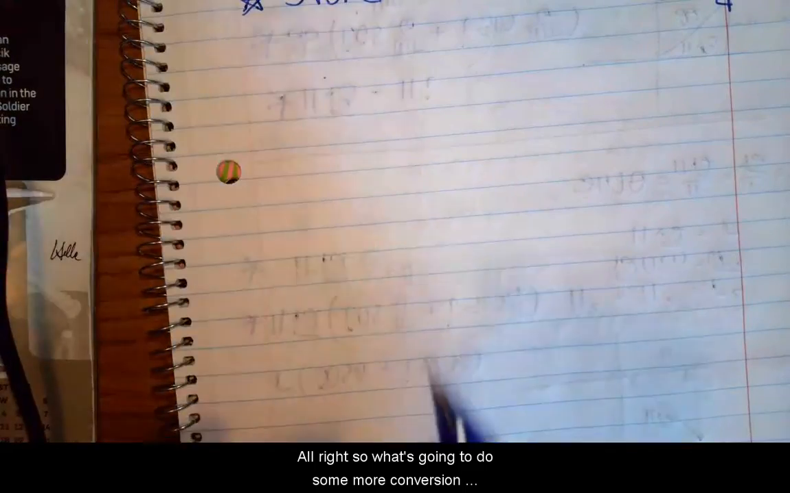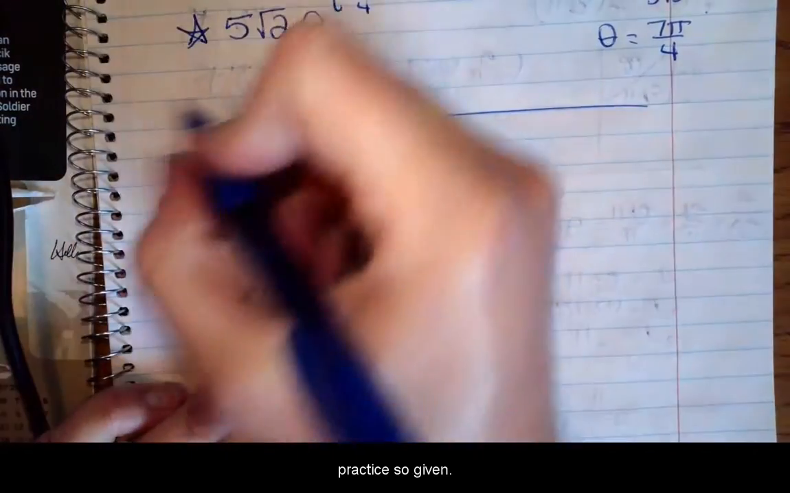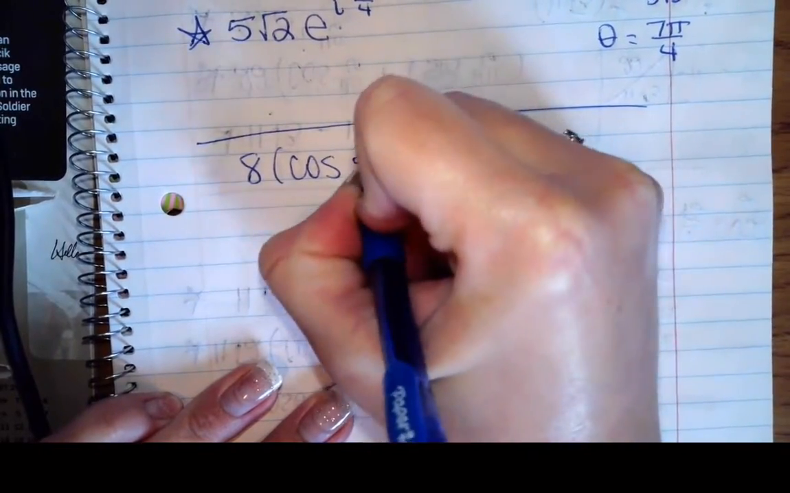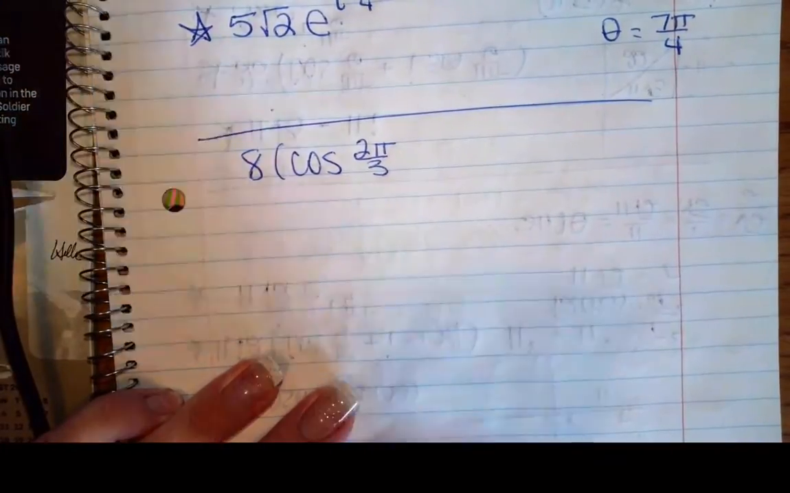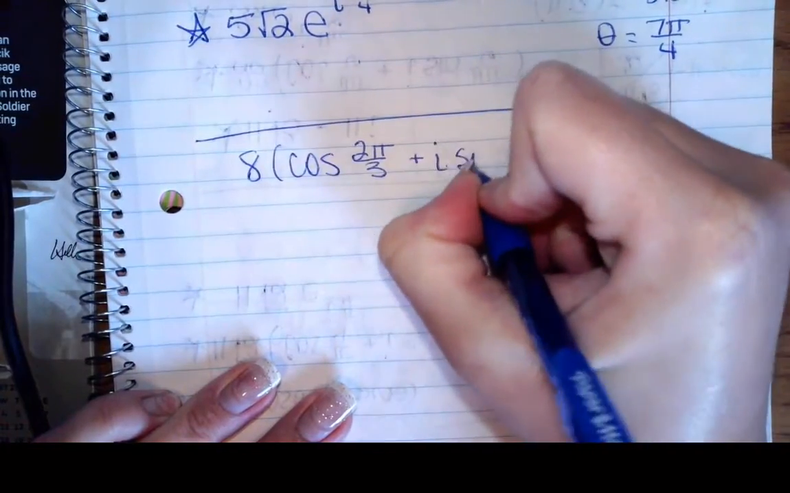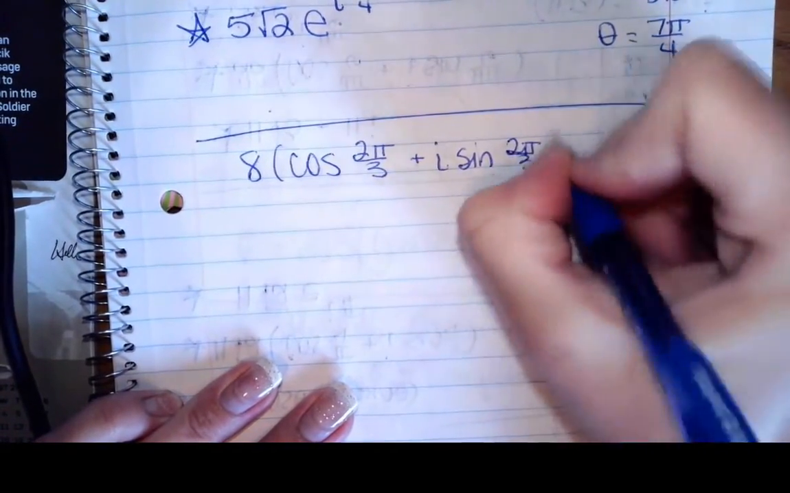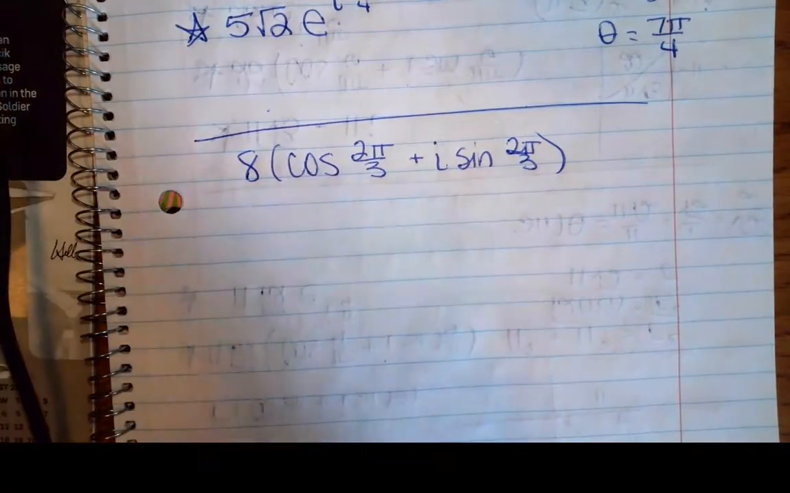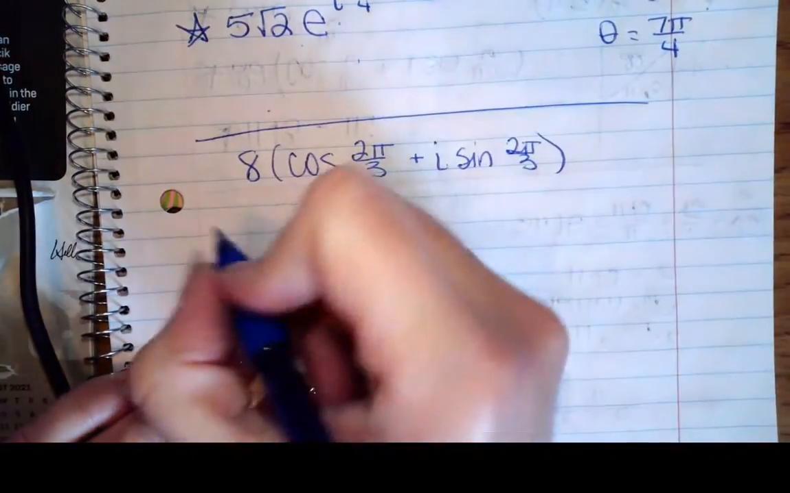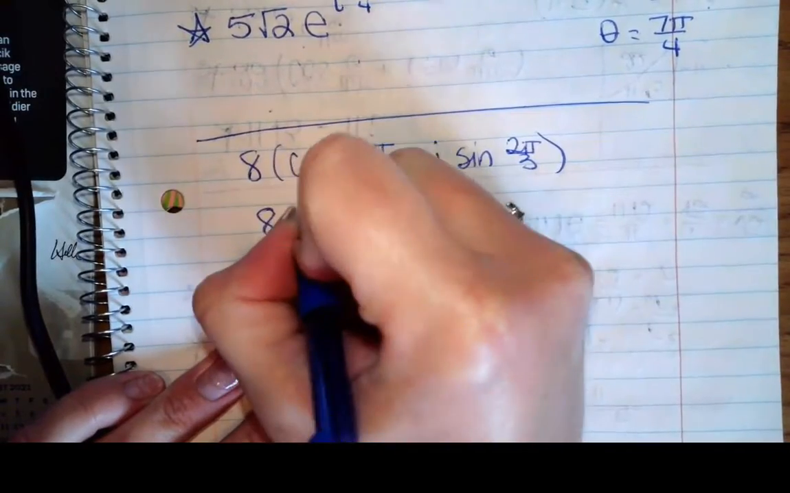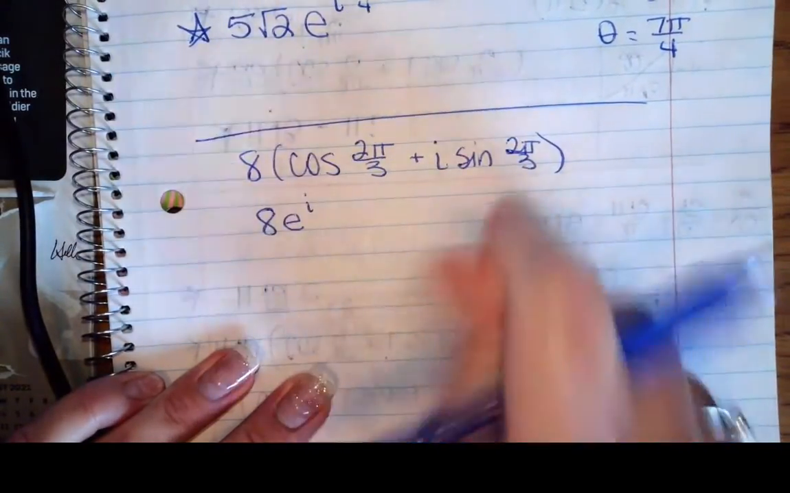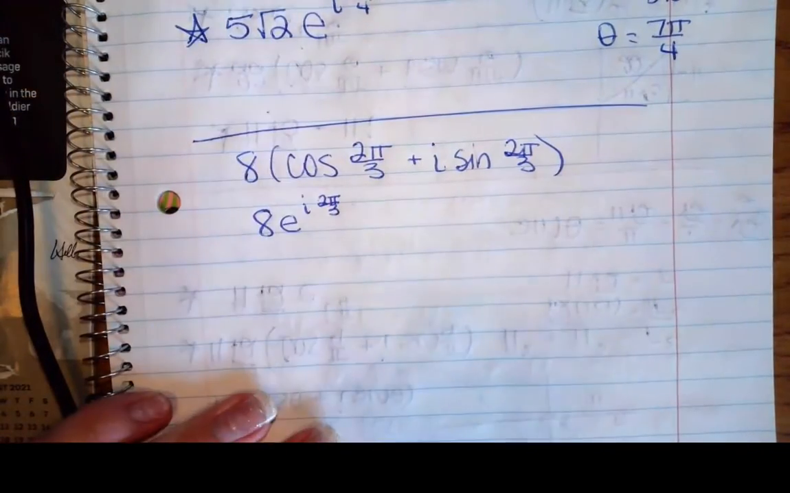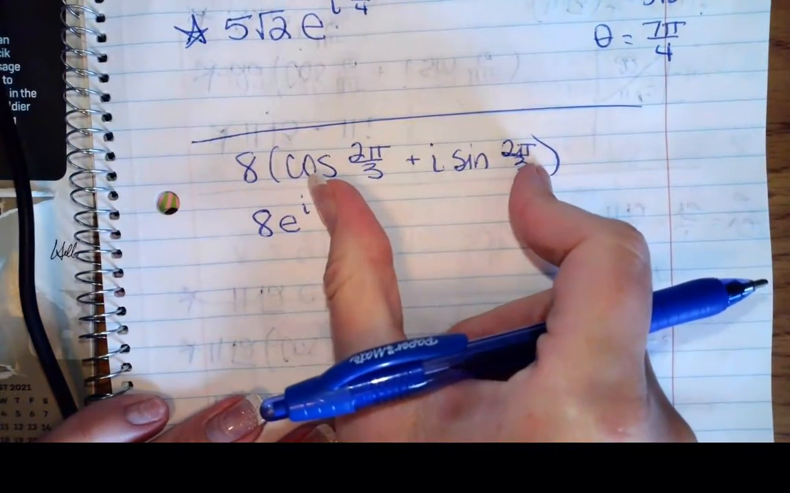All right, so let's do some more conversion practice. Given that I have 8 times the cosine of 2π/3 plus i times the sine of 2π/3, I want to convert that to rectangular, but just for practice, let's make it exponential first. So I have 8e^(iθ), and my θ is 2π/3. So that was just for practice. Now let's go through and change this into rectangular.